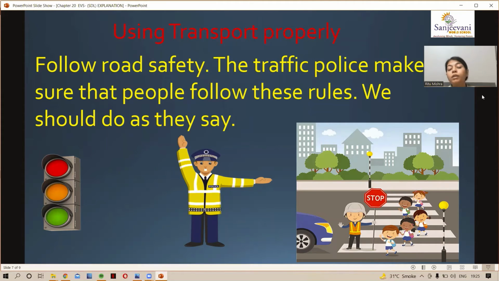So the traffic police makes sure that people follow these rules. We should do as they say. Yes children, we need to follow the traffic rules while we are on the road. These rules are made for our safety. So we should always follow the traffic rules when we are on the road.